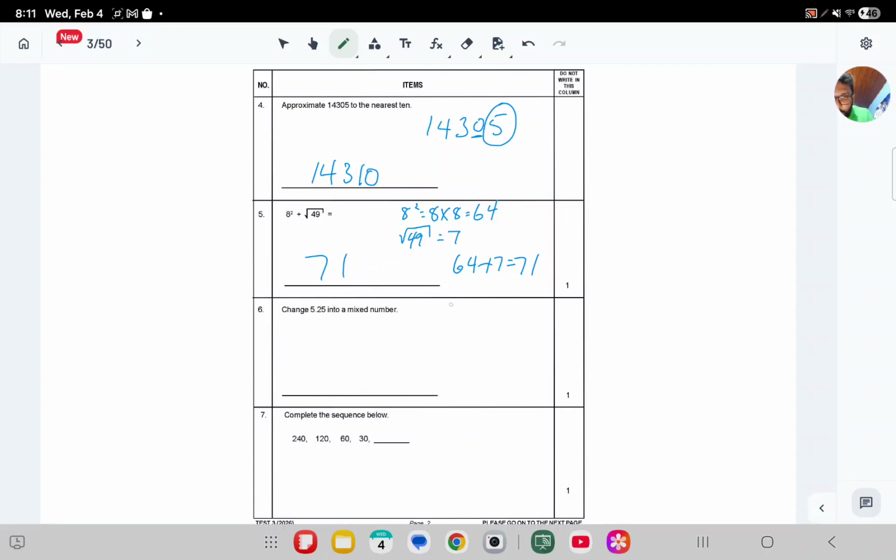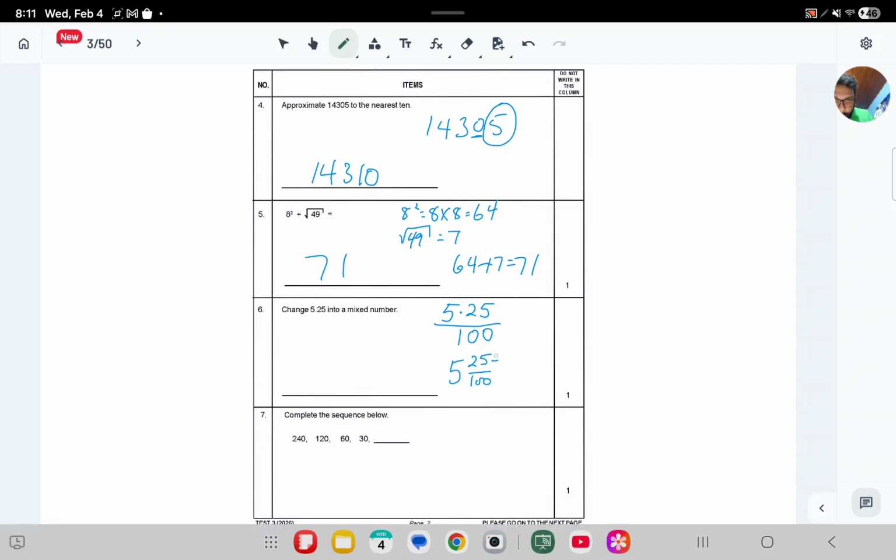Number 6, change 5.25 into a mixed number, so 5.25. To change a decimal into a fraction, first we draw the fraction bar, the vinculum. Under the decimal point, we place a 1. All the numbers on the right hand side, we replace with zeros underneath. So the number on the left hand side of the decimal point will be the whole number. And then this here would be the fraction.